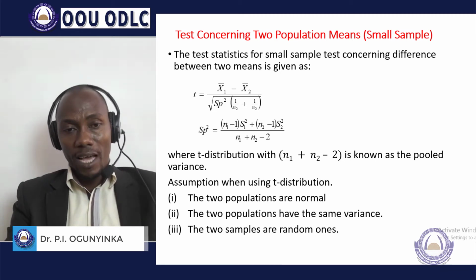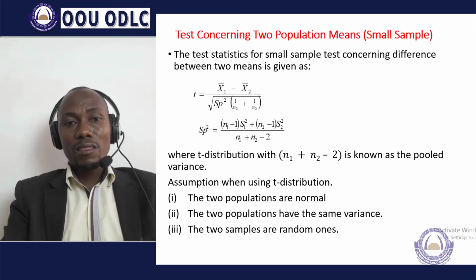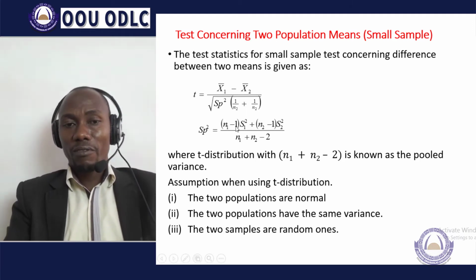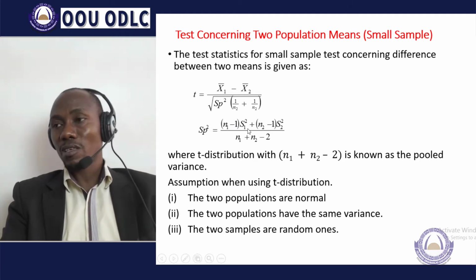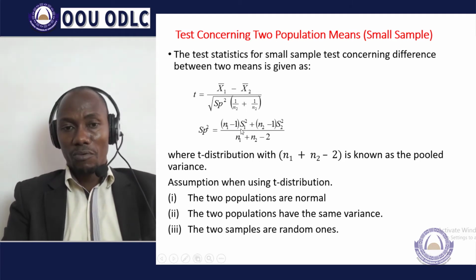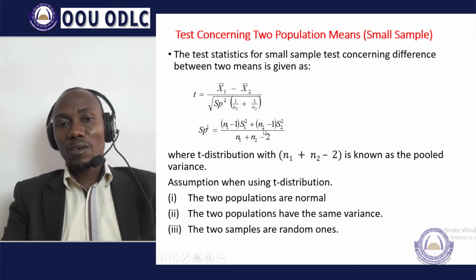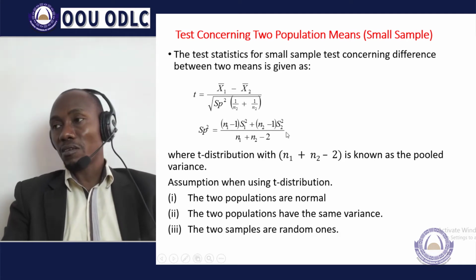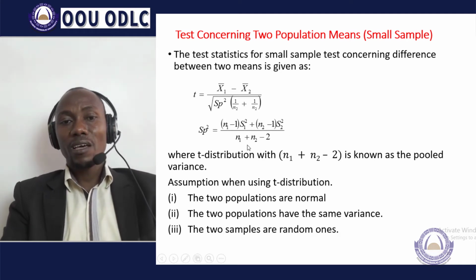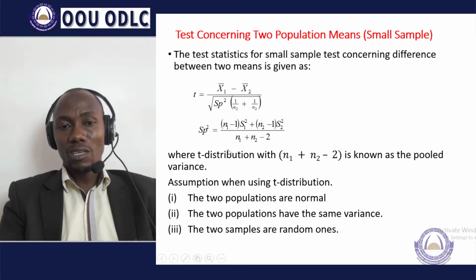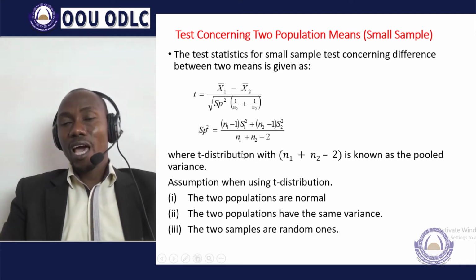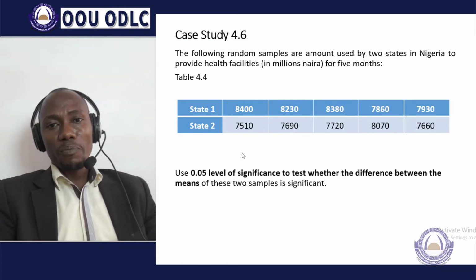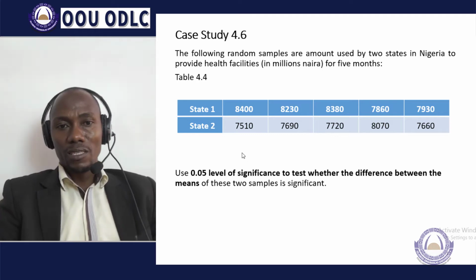So the pooled variance is obtained as this. The numerator is (the sample size from the first sample minus 1) multiplied by the corresponding variance of the sample, plus (the sample size of the second sample minus 1) multiplied by the corresponding variance of the second sample, divided by the degrees of freedom, that is the denominator, which is n1 plus n2 minus 2.